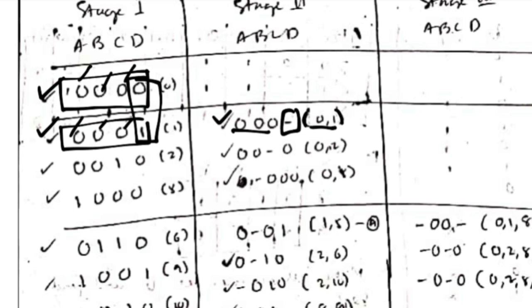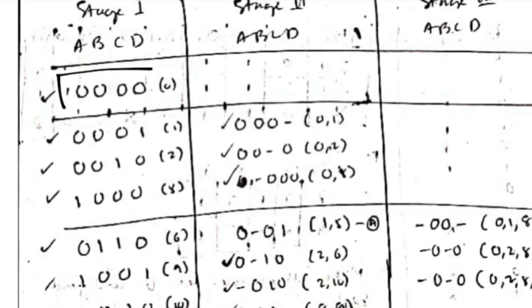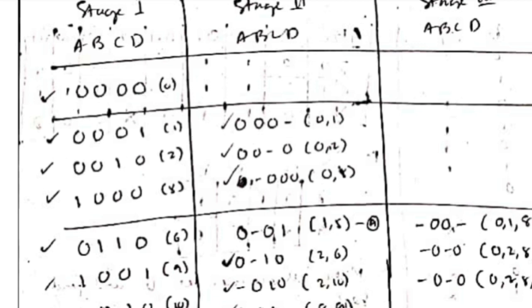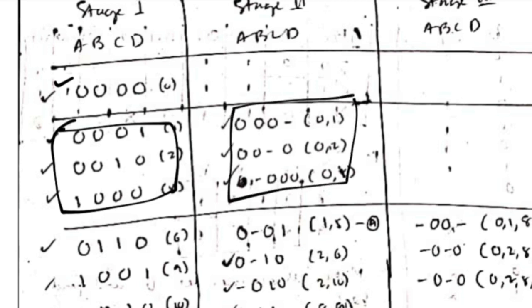Okay, you will make a tick mark here, then you will compare this one with this one. The first 2 bits are the same and the last bit is also the same, only the second last bit is getting changed, right? So you will write 0 0 dash 0, in brackets you will write 0 and 2, then you will tick mark this also.